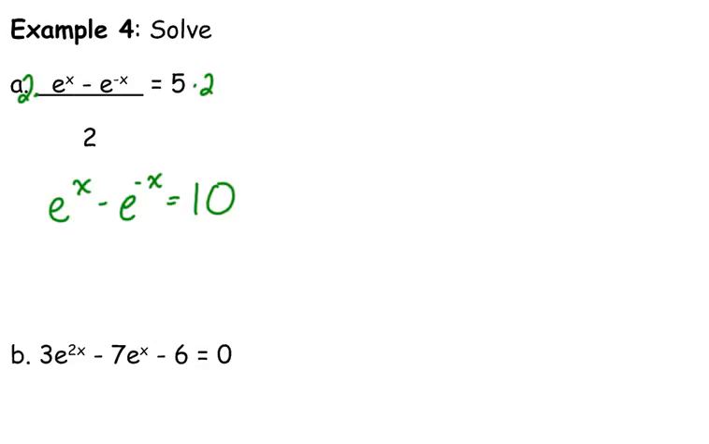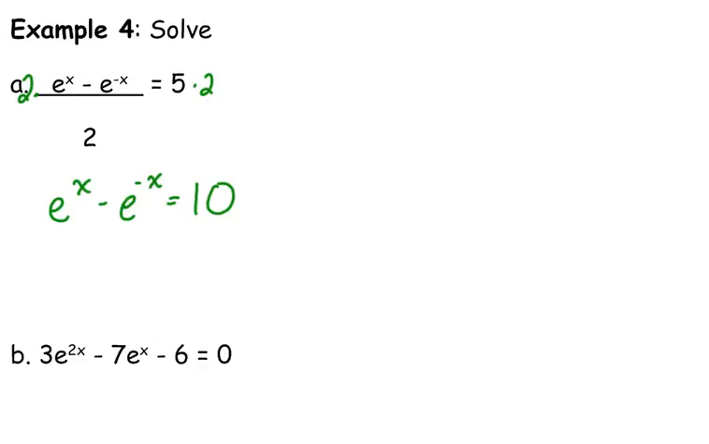So, what did I say just a minute ago? When we can't factor, when we don't really have any other way to solve it algebraically, what can we always rely on? We can always graph it. Now, you have 2 choices. You can graph e to the x minus e to the negative x in y1, and you can graph 10 in y2 and look for where those intersect, because you want to know where they're equal.